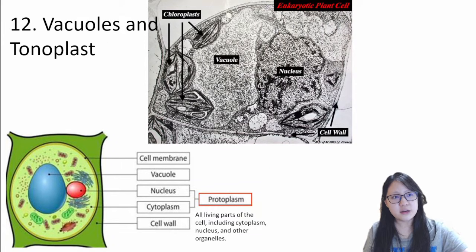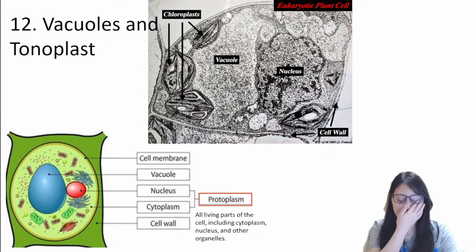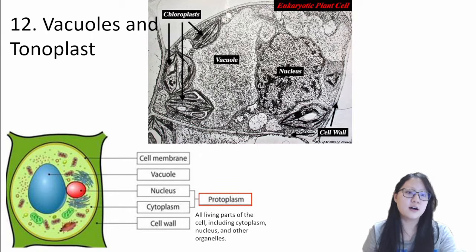Now these are some more images of the vacuoles and tonoplasts. Again, this is the vacuole, and the membrane surrounding it is the tonoplast.